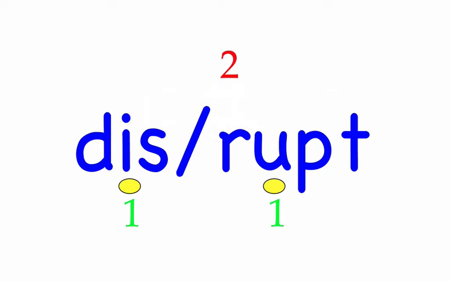The next word is serpent. Serpent. He is like a serpent with other people. Serpent. Sir, 2 sounds. S, ER. Pent, 4 sounds. P, E, N, T.